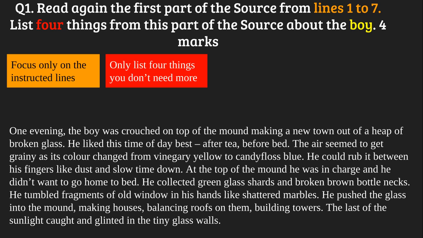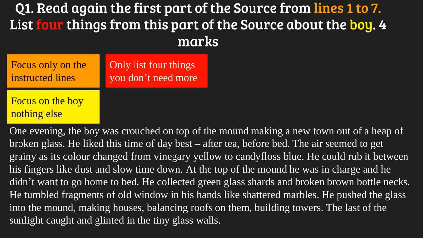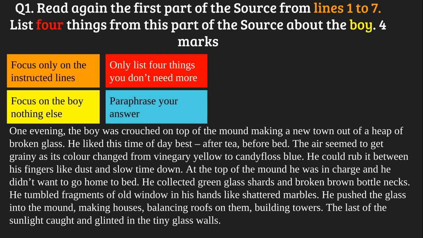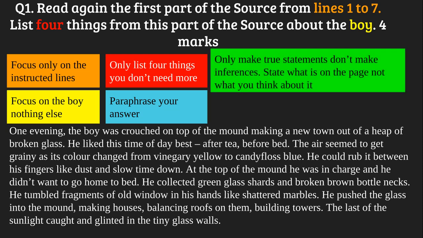Move on. Okay? Then you need to focus on what it's telling you to focus on. So this wants 4 things about the boy. So it's 4 things you learn about the boy. That is it. So just 4 things you learn about the boy, and we go on. So just paraphrase your answer to get it down nice and quick, or use a direct quote to get it down. I'm going to make true statements. You don't need to worry about inferences, reading between the lines, any of that sort of stuff. State what is on the page, not what you think about what's on the page, just what is literally written on that page. There's 4 facts, okay? That's all this question wants. It's not hard, it's not difficult. It just wants those 4 things.